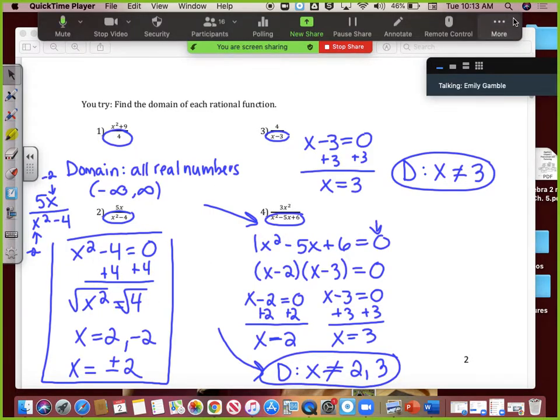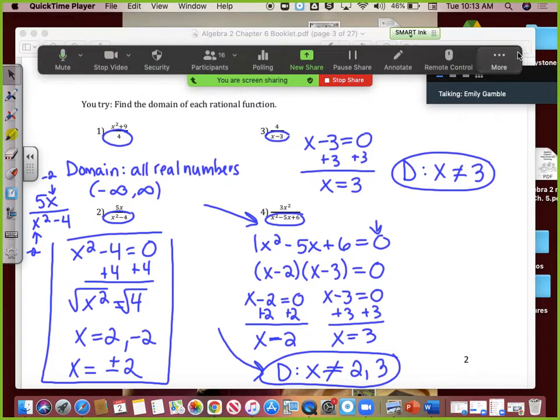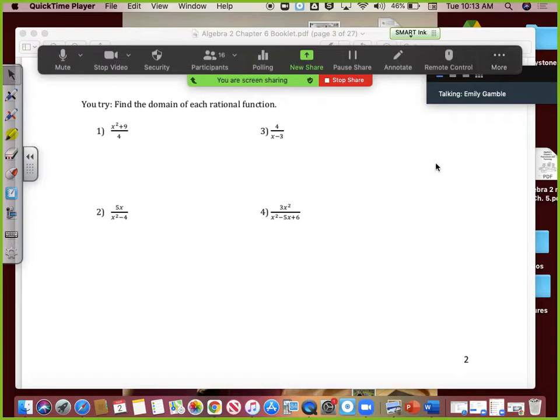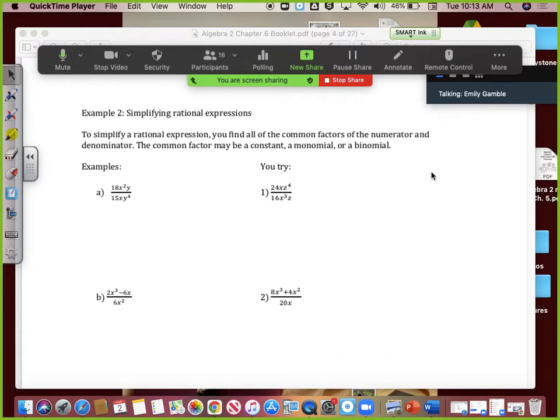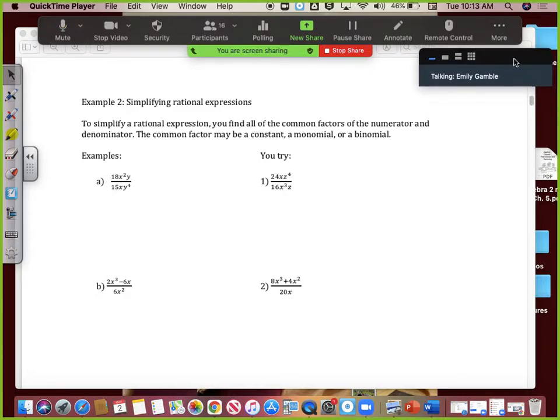So that's finding the domain of rational functions. In the next section on page 3, now we are going to simplify rational expressions, which really connects everything we learned in chapter 5 to this new topic with having polynomials in the numerator and denominator. So to simplify a rational expression, you find all the common factors of the numerator and denominator, and the common factors can be constant numbers.